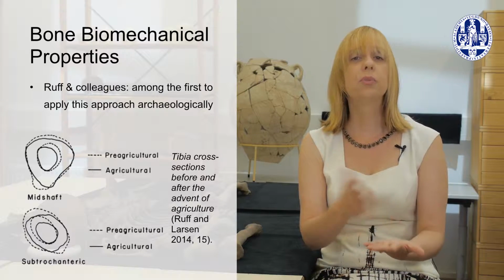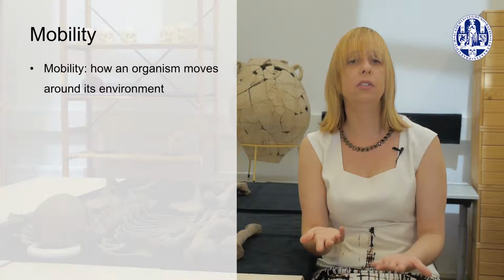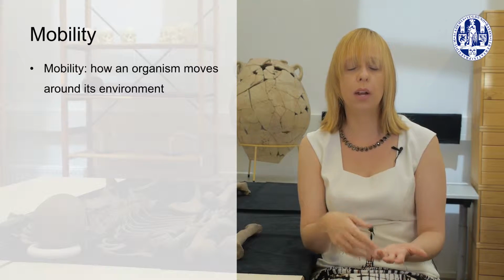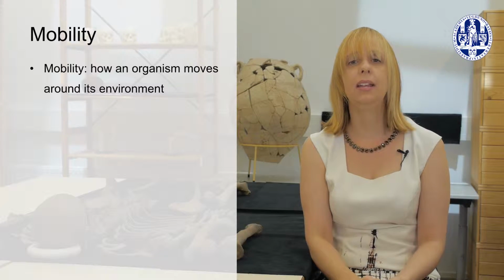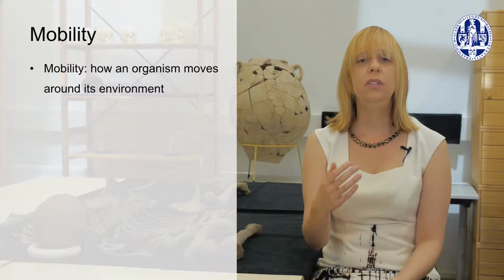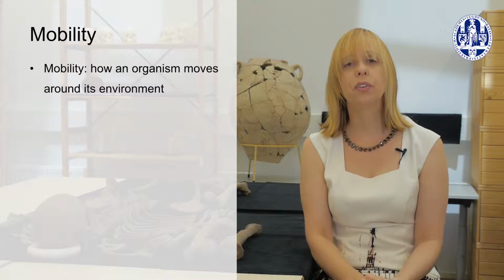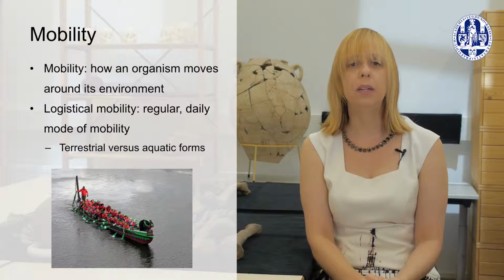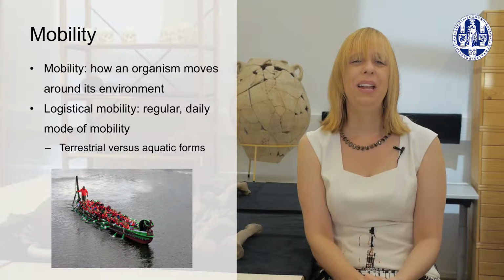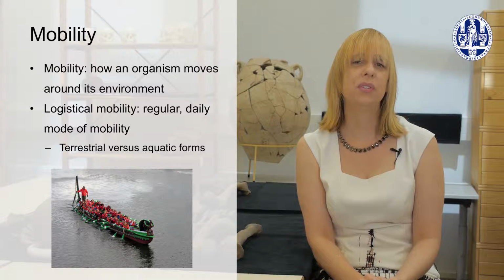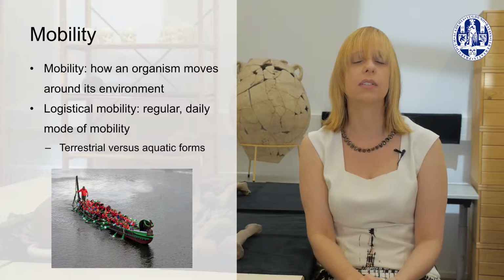So, let's return to the concept of mobility. For past populations, this commonly includes walking, running, paddling or rowing, or riding or being pulled by domesticated animals. The regular daily mode of an individual and population's mobility is referred to as logistical mobility, and it's the most common type to leave a mark on the skeleton. It can be separated into terrestrial versus aquatic forms, as these will leave quite distinct signatures on the skeleton.